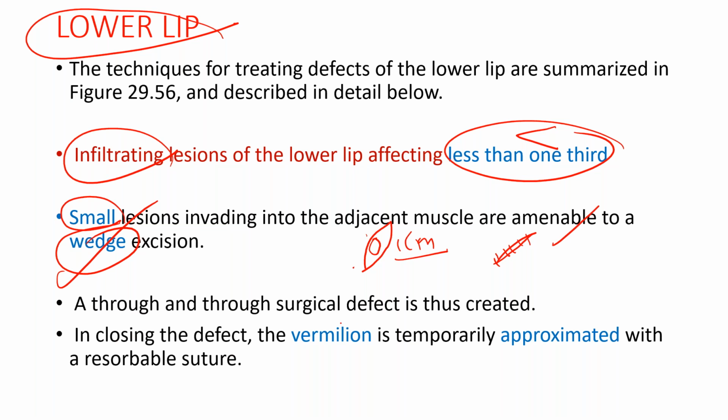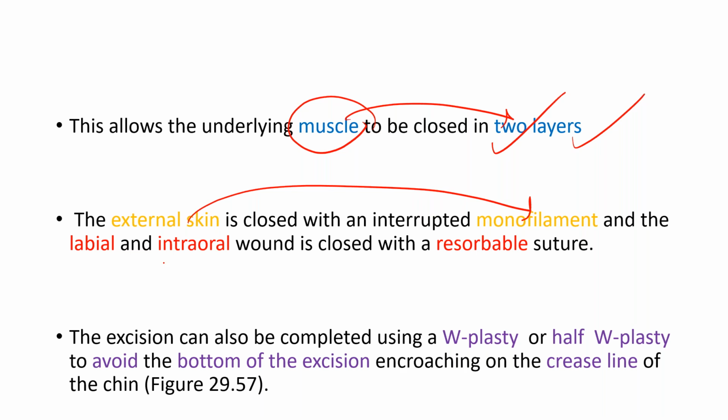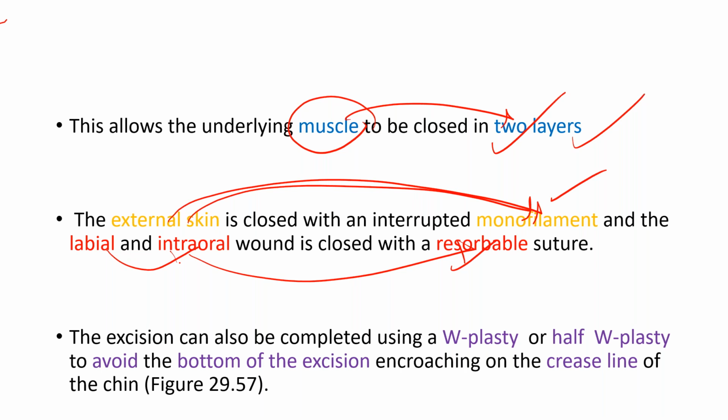In closing the defect, vermilion is temporarily approximated with resorbable suture. So this will allow the muzzle to be closed in 2 layers. The external skin is closed with monofilament. The labial intraoral wound is closed with a resorbable suture. So the internal wound is resorbable suture. External skin is monofilament, that you have to remove. Internal skin by resorbable suture.